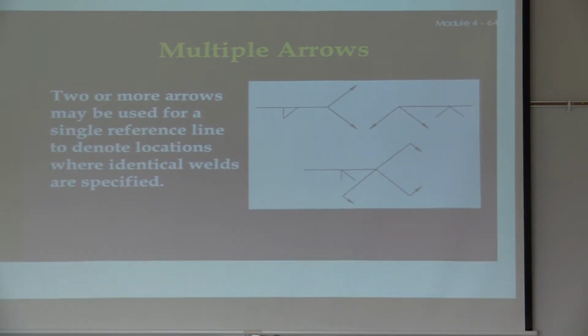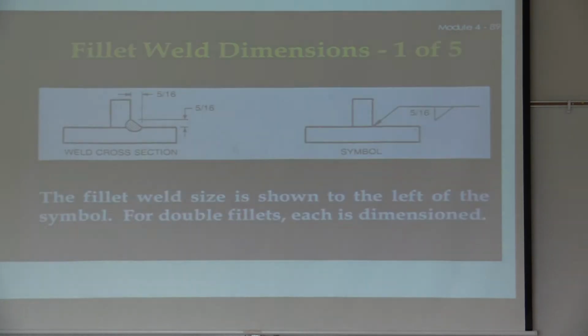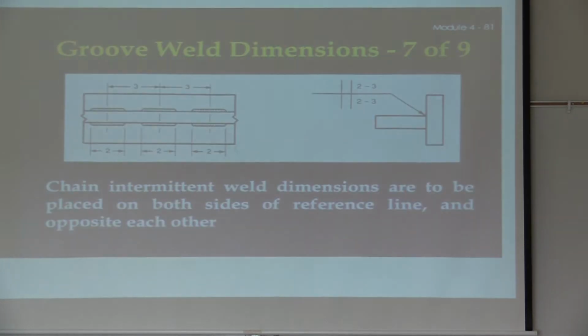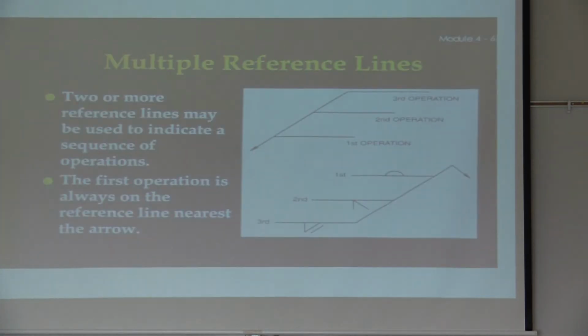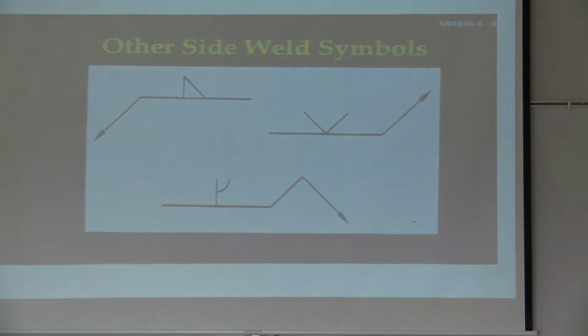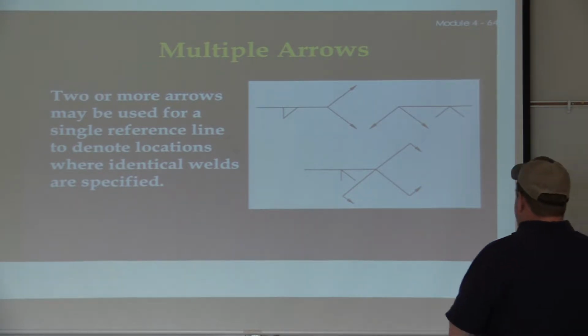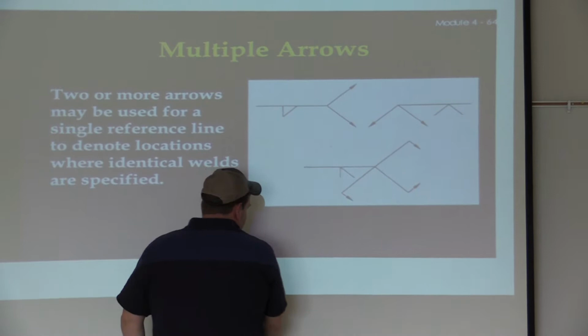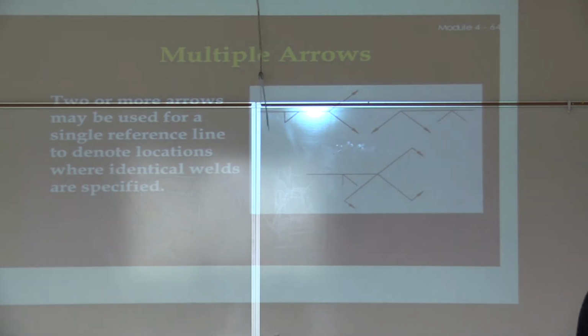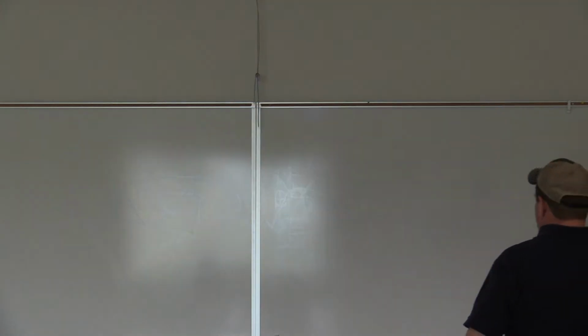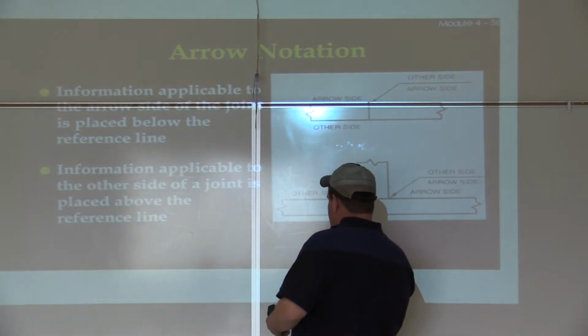Two or more arrows may be used for a single reference line. Oh, come on. Sure enough, doesn't have one. So two or more arrows might be used. Let me see if I can give you a good example. There was one here in the book. Maybe it's a different one. Sorry.